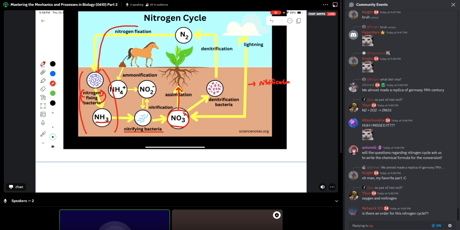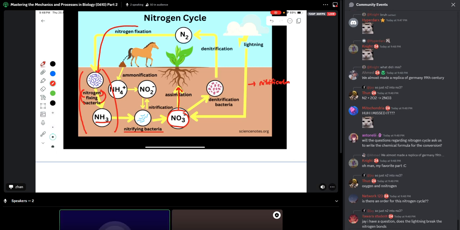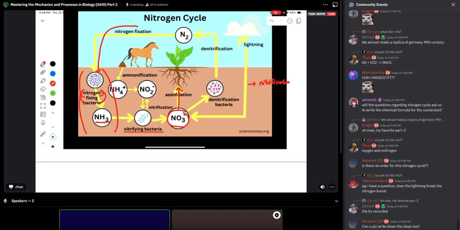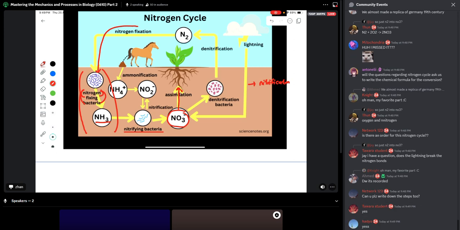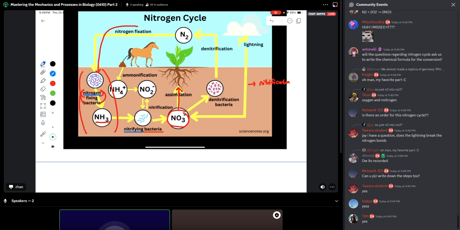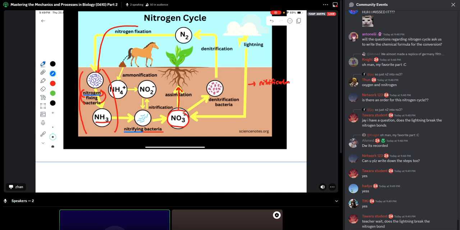So can you now differentiate between nitrogen fixing bacteria and nitrifying bacteria? Yes, all right. Don't confuse yourself. Just see this word: one says nitrogen, one is nitrifying. So nitrogen is derived from the air.